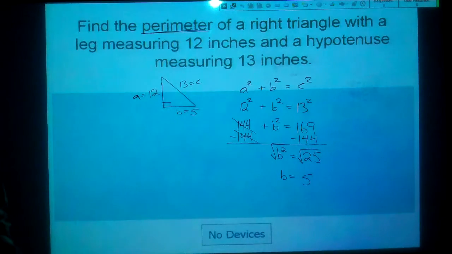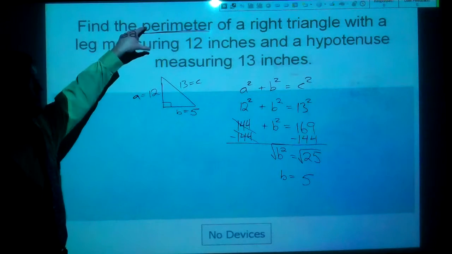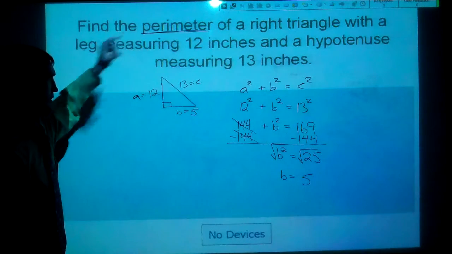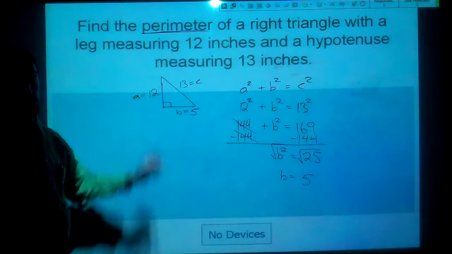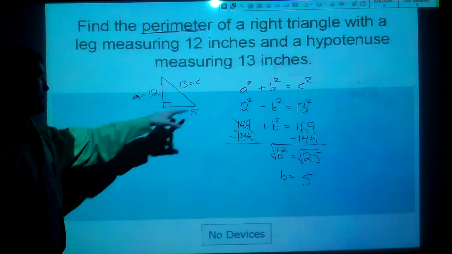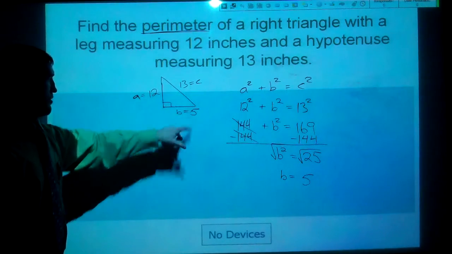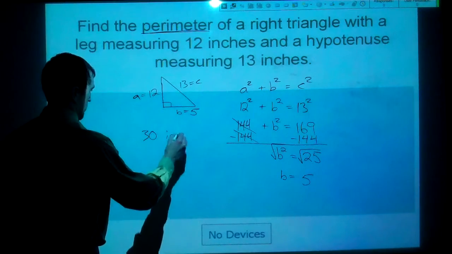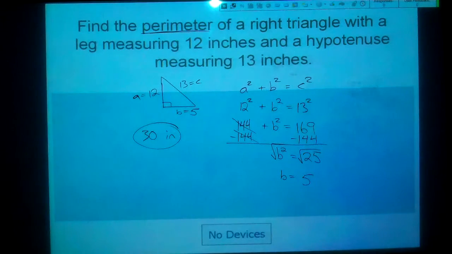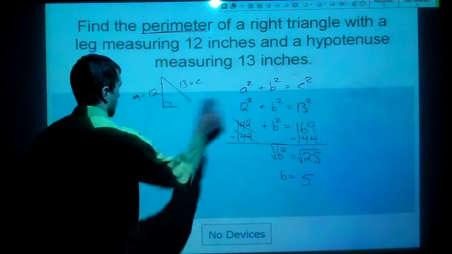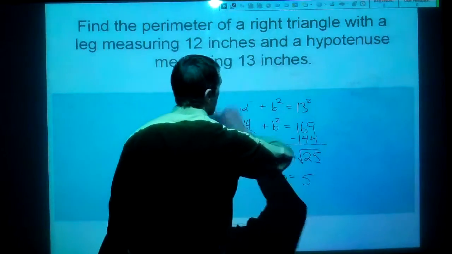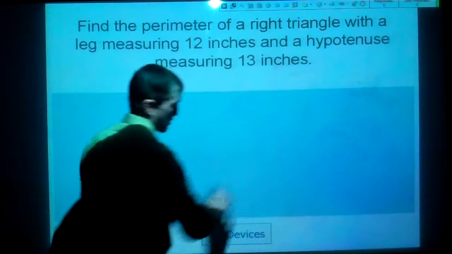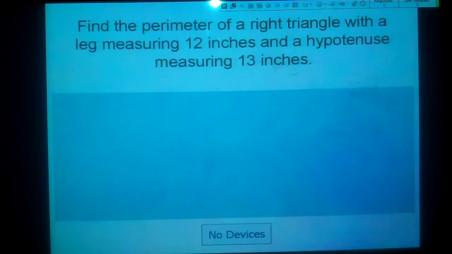After all that work though, we are not done. We want the perimeter. This will be our short final step. Perimeter means distance around, so we add up everything. 12 plus 13 is 25, plus 5 is 30. So we'd be looking at 30 inches. 30 inches for our perimeter there. I would say that's probably one of the tougher ones we'll see tomorrow. But we can definitely handle it.